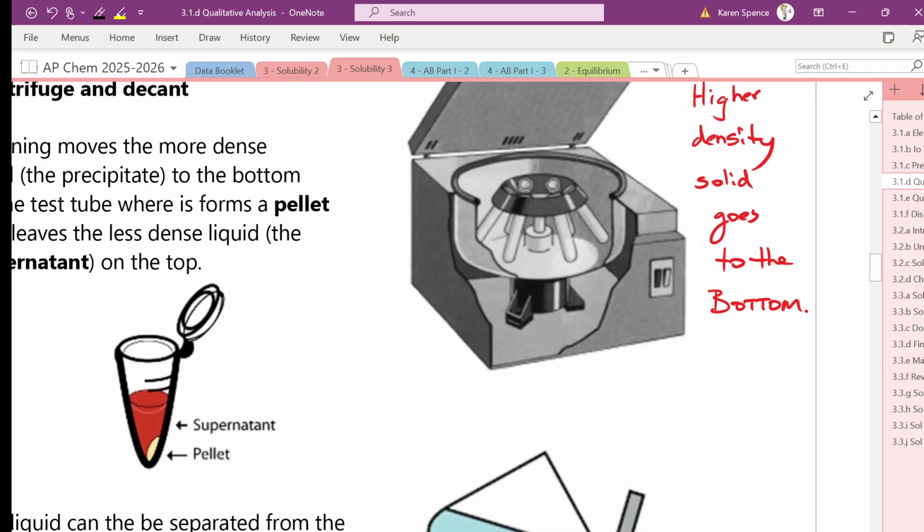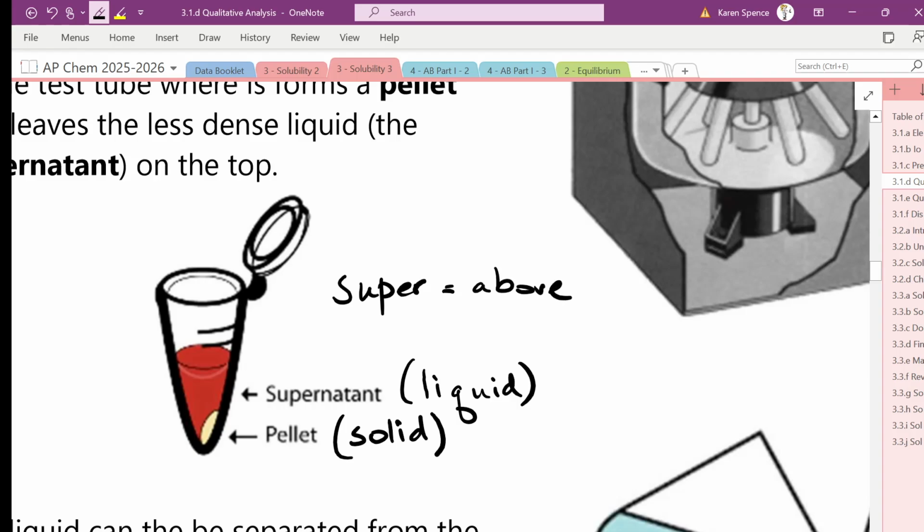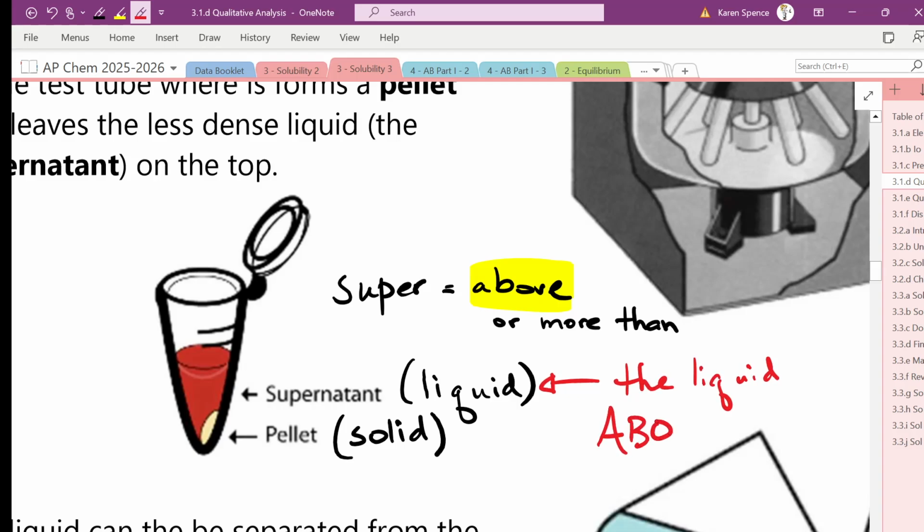Just before we carry on with that, the solid, after we've spun it, is called the pellet. And the liquid is called the supernatant. Super, that prefix usually means above or more than. And in this case, it means above. It is the liquid that is above the pellet. Okay, so the liquid that's above the solid.